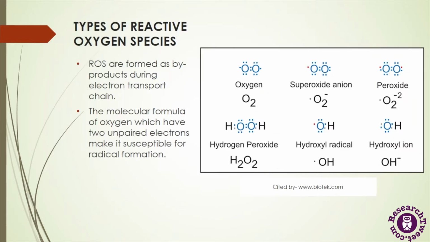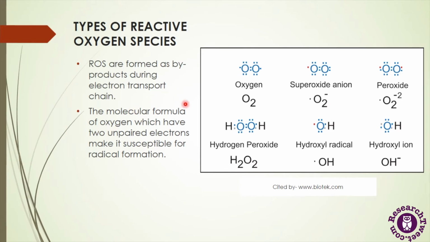Now let's understand the types of reactive oxygen species which are found in our body. Basically, reactive oxygen species are formed as byproducts during the electron transport chain. It is the major source of reactive oxygen species in our body, and besides this there are several enzymes which also produce reactive oxygen species or free radicals in our body. When mitochondria complete the process of cellular respiration and oxidative phosphorylation, they use molecular oxygen, and in this process the reactive oxygen leaks from the mitochondria and acts as a free radical.